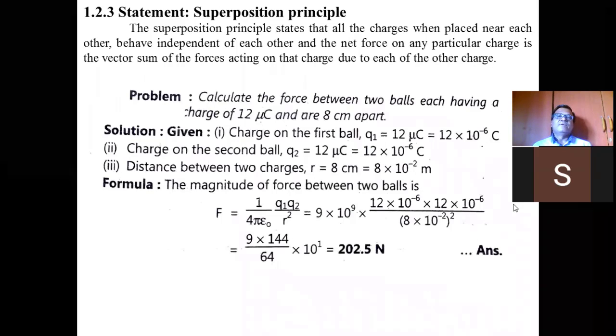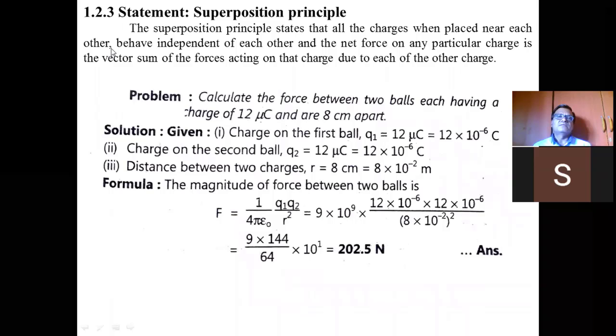Then we can define the superposition principle by using this concept. The superposition principle states that all the charges when placed near each other behave independent of each other, and the net force on any particular charge is a vector sum of the forces acting on that charge due to each of the other charges. This is the definition or statement of the superposition principle.